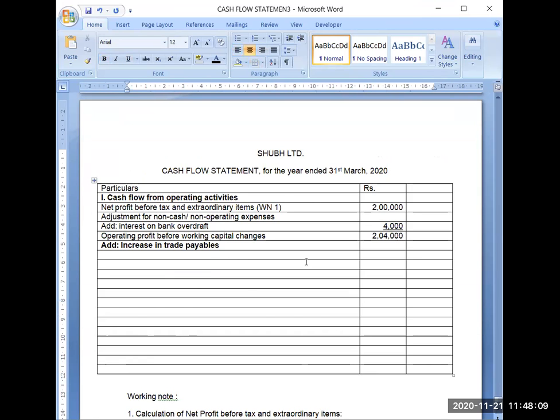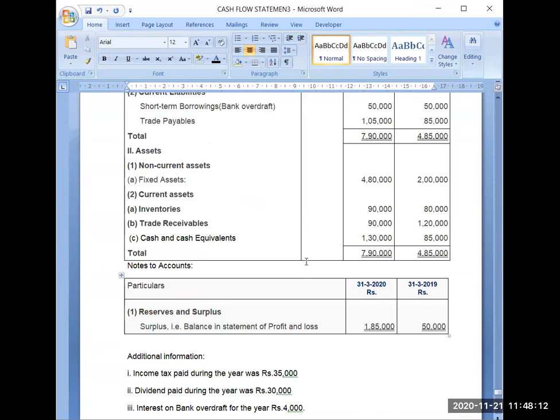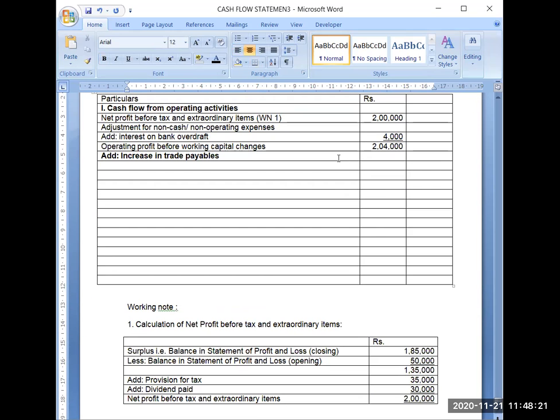Then first we will check what is happening in current assets also. Inventories are also increasing, but it will be subtracted. Trade receivables are decreasing, so we will have to add that. So what I will do, I will write the amount in the inner column, because it is more than one amount. 20,000. Then I have to add decrease in trade receivables.